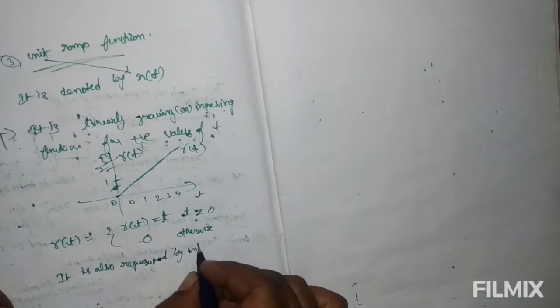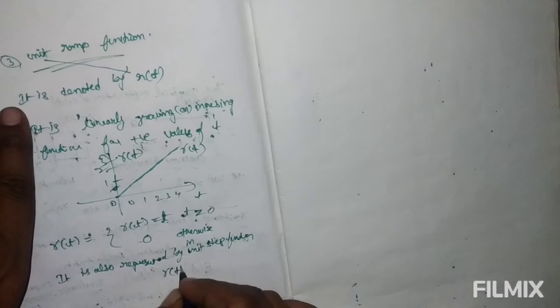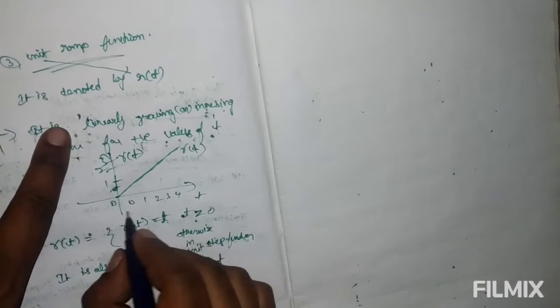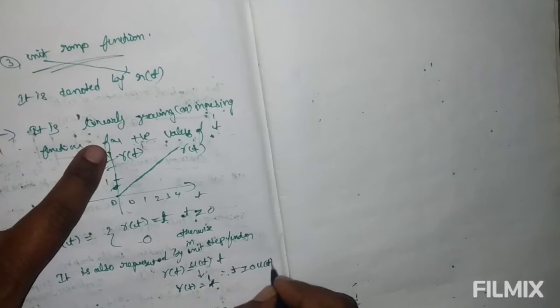It is also represented in the form of the unit step function. R of t equal to u of t into t. For all positive values, u of t equal to 1. So R of t equal to t, since t is greater than or equal to 0, u of t equal to 1.